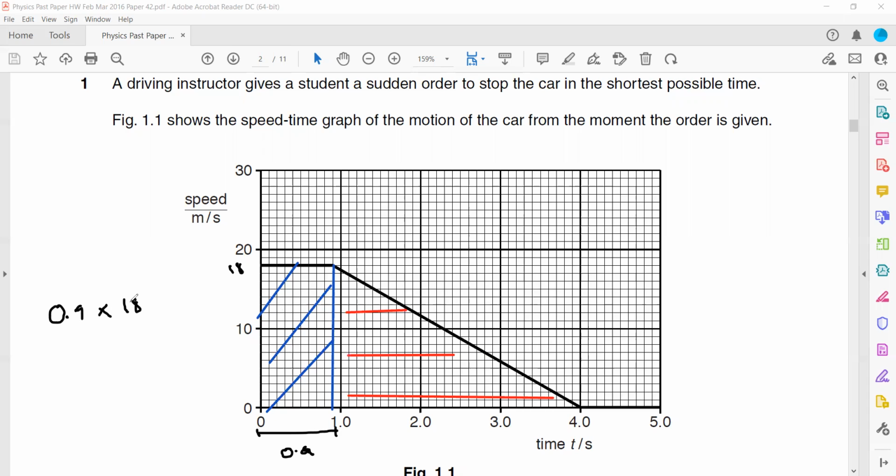So this will give us the distance travelled, or area under the rectangle. So 0.9 multiplied by 18, which is 16.2. So 16.2 is the distance travelled in this region.